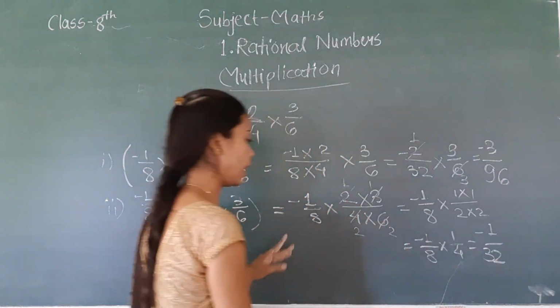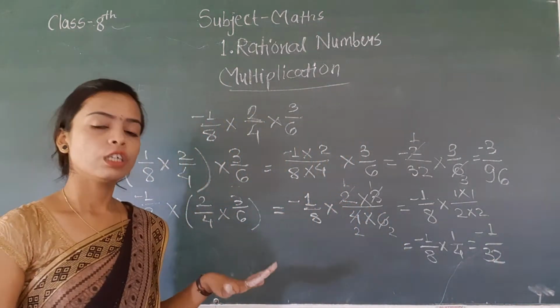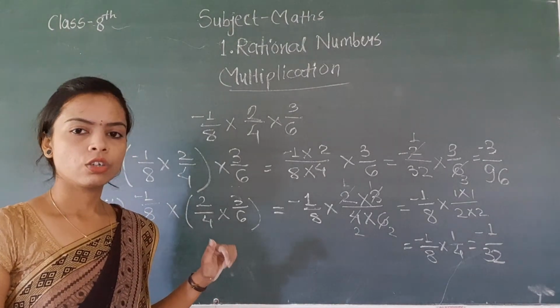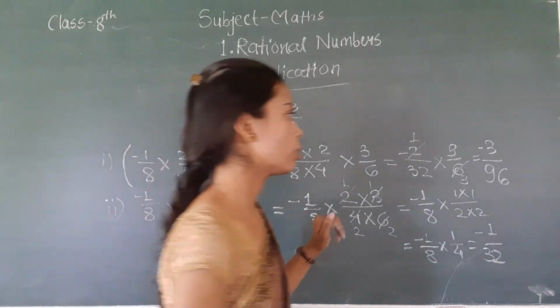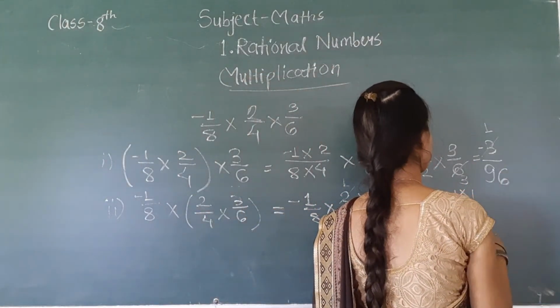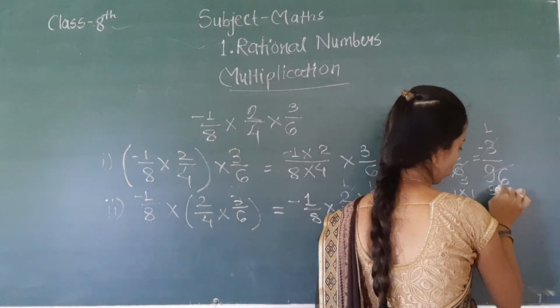Now you can say that ma'am, in both the cases answers are different. But we can convert this fraction into shortest form, that is 3 ones are 3 and 3 32s are 96.